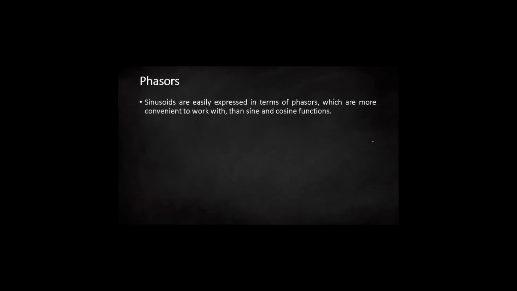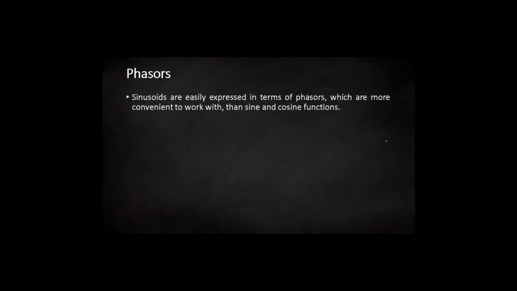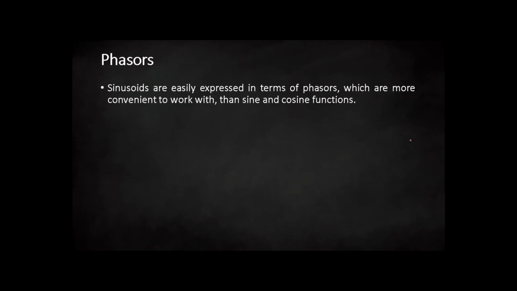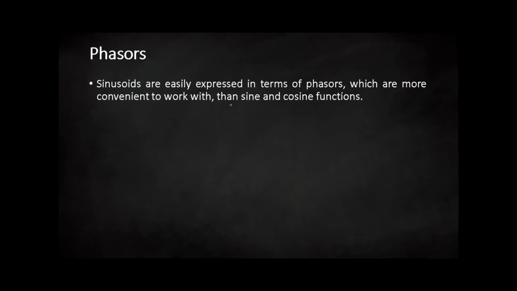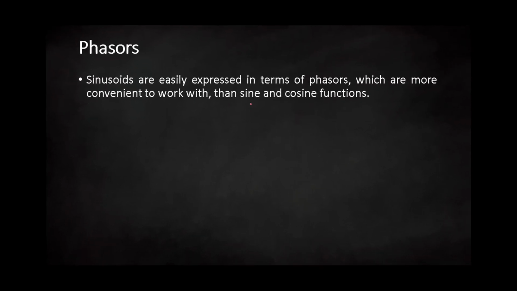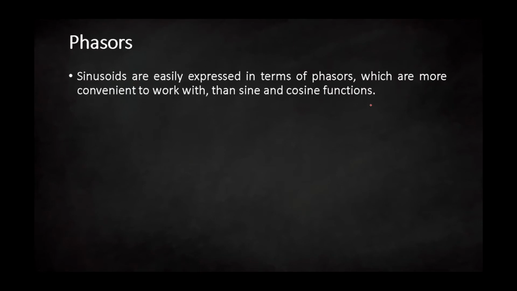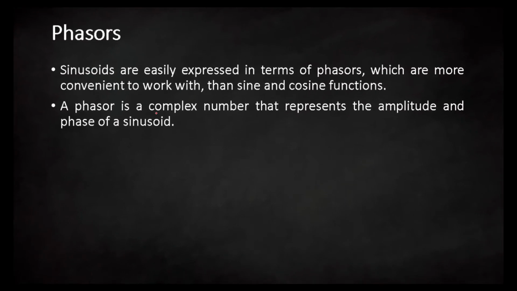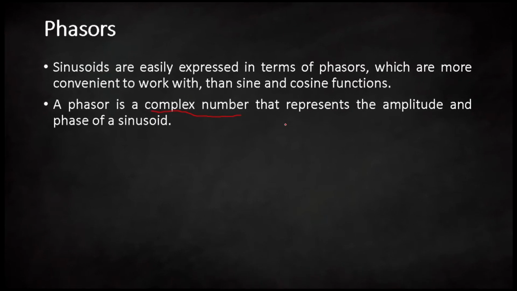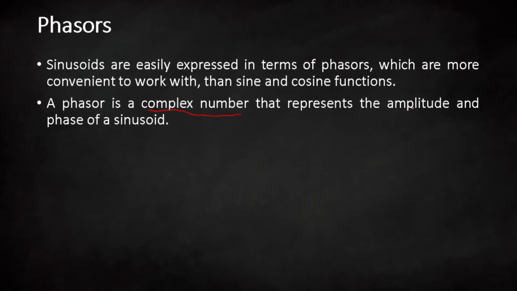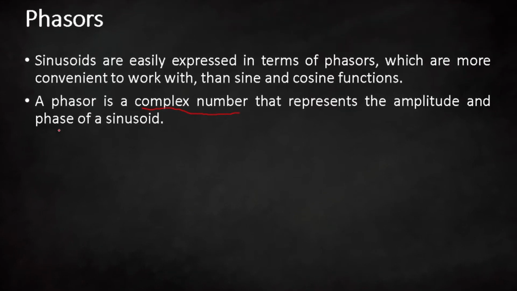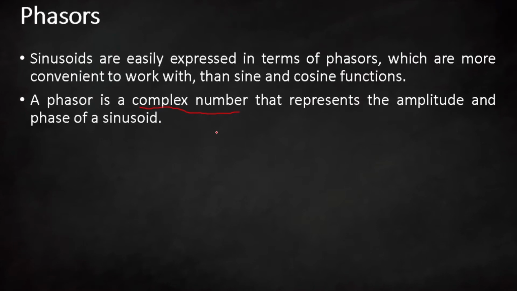Now previously we discussed that a sinusoid can be easily expressed in terms of a phasor, and as far as electrical engineering is concerned, it is more convenient to work with phasors rather than using a sine or cosine function. Okay, so what is a phasor? A phasor is a complex number that can be represented in two terms. The first term is the amplitude of that phasor and the second term is the phase of that phasor. Okay, so let me give you one example.